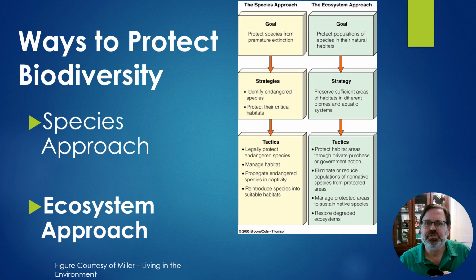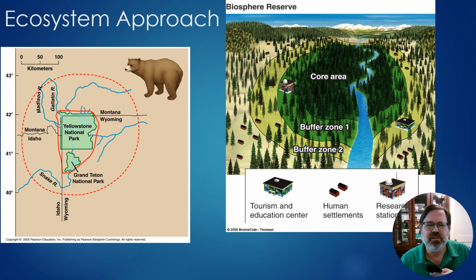The other approach to species conservation is the ecosystem approach, and this protects whole ecosystems. A good example is the national park system in the United States. A lot of times ecosystems are protected by Yellowstone National Park and Grand Tetons National Park. These form some wilderness core areas. There are also areas where people can exist.